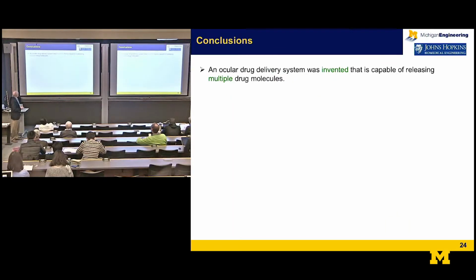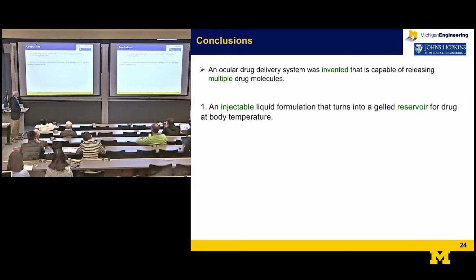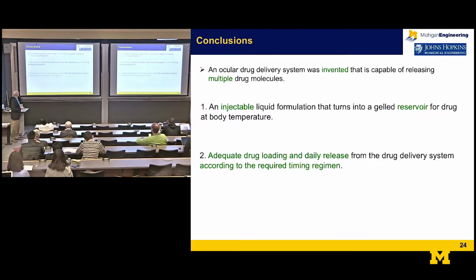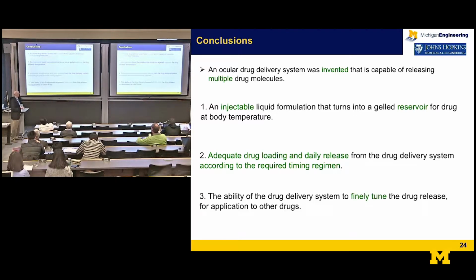So the summary is we have an ocular drug delivery vehicle that's capable of releasing multiple drug molecules. It's an injectable form that gels. We can get adequate loading of the drugs we need, and it's got the flexibility that we can imagine trying to release other drugs that might have a different release profile.